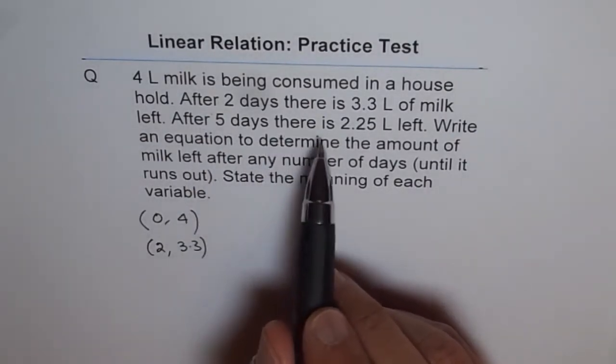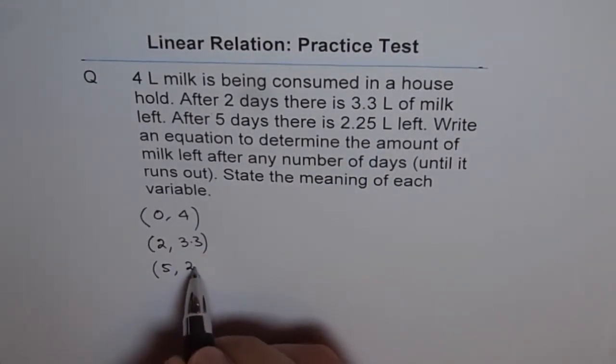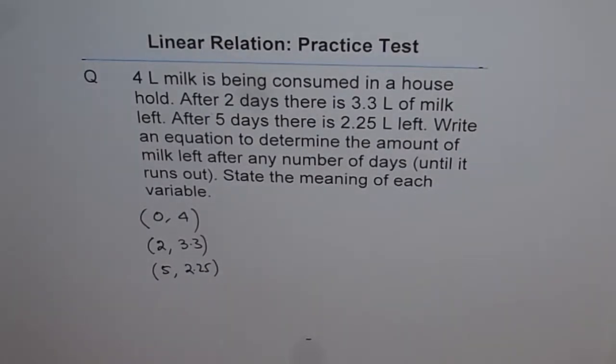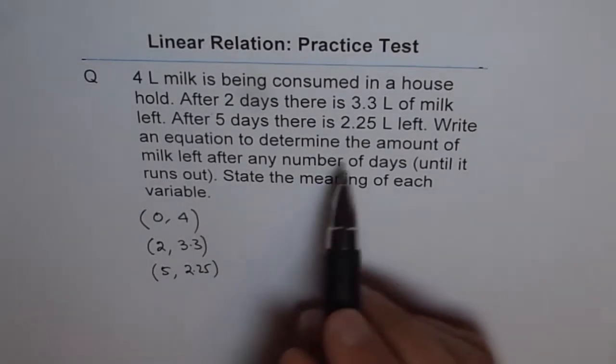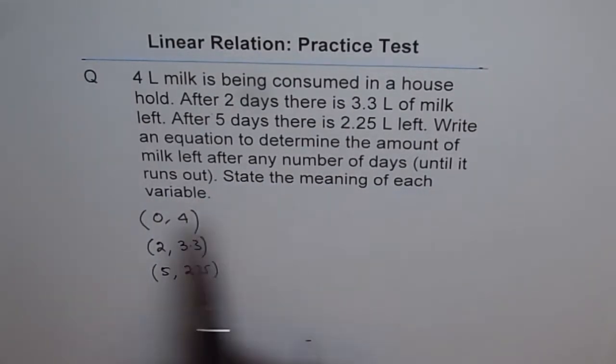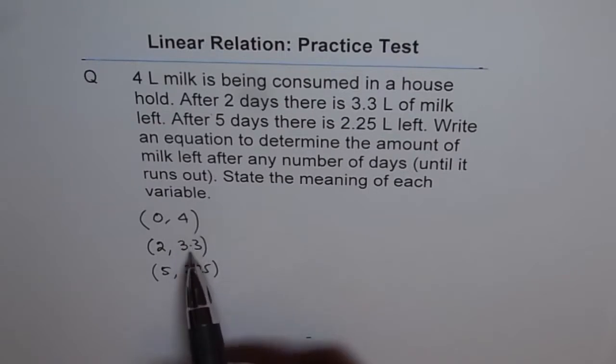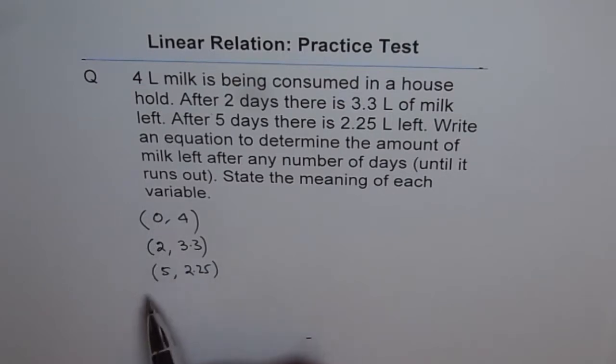After 5 days, there is 2.25 liters of milk left. Write an equation to determine the amount of milk left after any number of days until it runs out. So from the question we gather this information. Now, to write a linear equation, we should find out at what rate the milk is being consumed. To find the rate, we can find the slope, the rate of change. That means how much milk is being consumed in a given time.